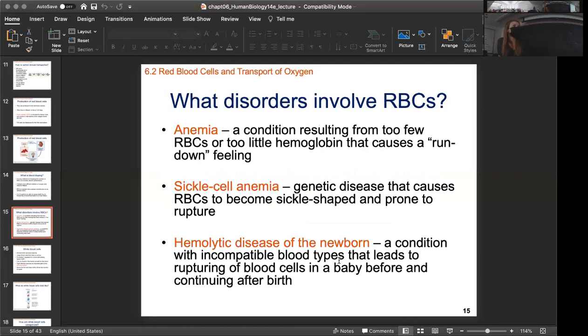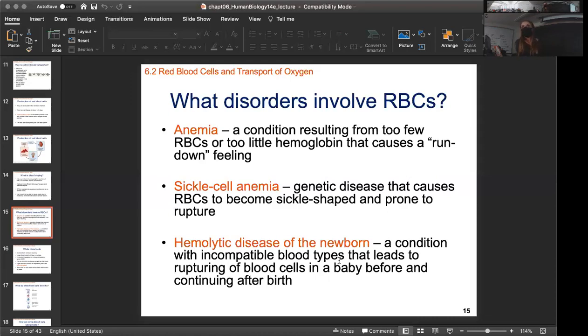Some disorders of the red blood cells. So anemia is the one I've been talking about kind of frequently. I think that's one that people run into a little bit more. Maybe you have a friend or somebody who's anemic. This is a condition resulting from too few red blood cells or too little hemoglobin that causes a run-down feeling. You're just tired. You're out of breath. Maybe you're having that like fading in and out of your eyes. That's anemic. And like I said, it sometimes happens more frequently in people who have menstrual cycles because of the excess blood that is being expelled from the body.